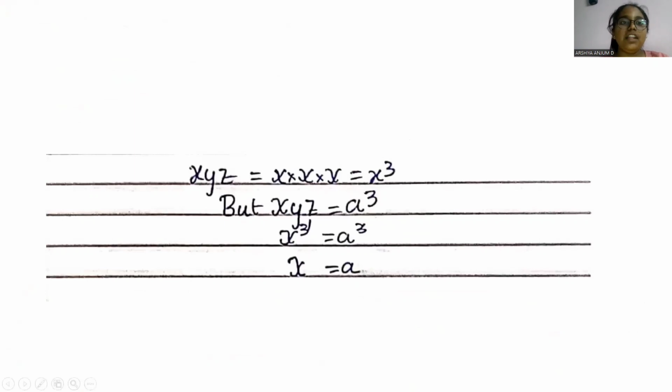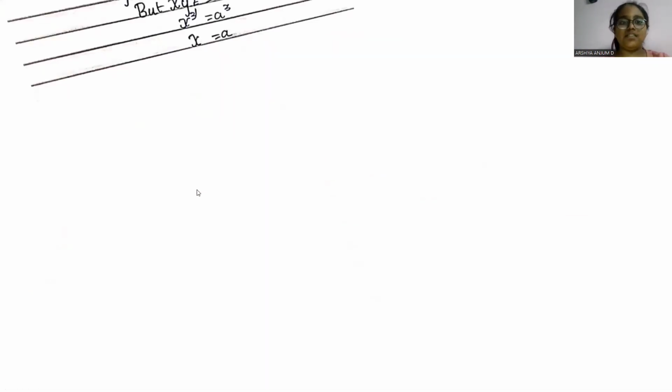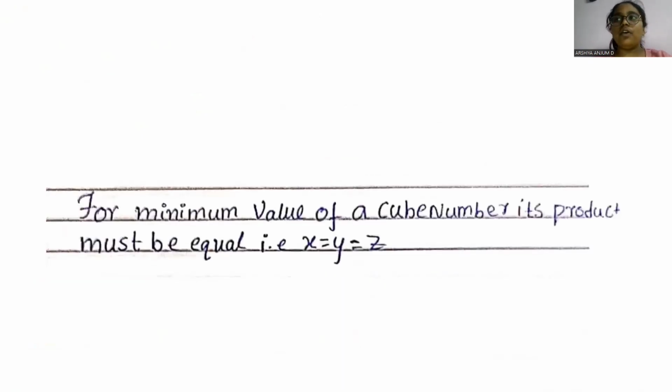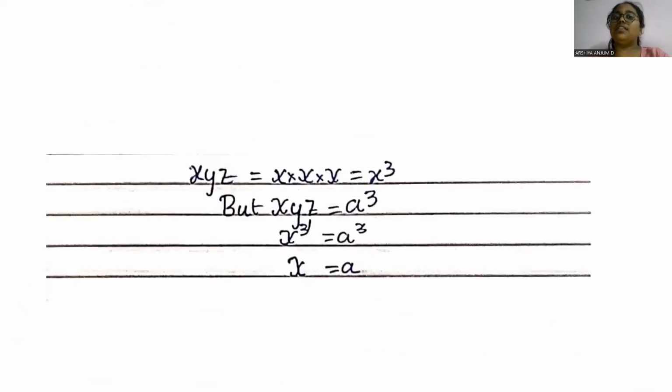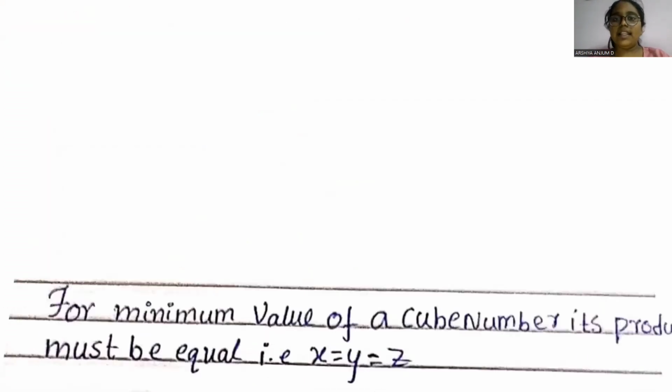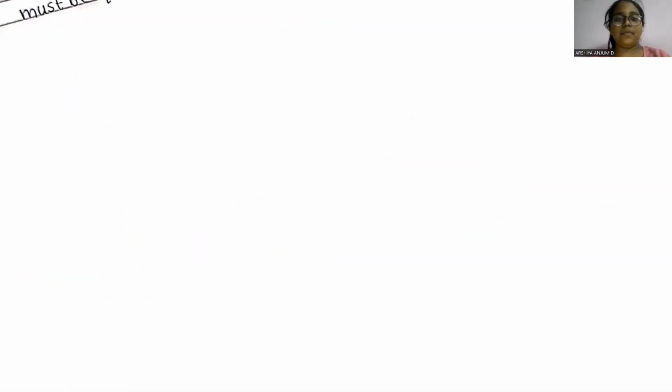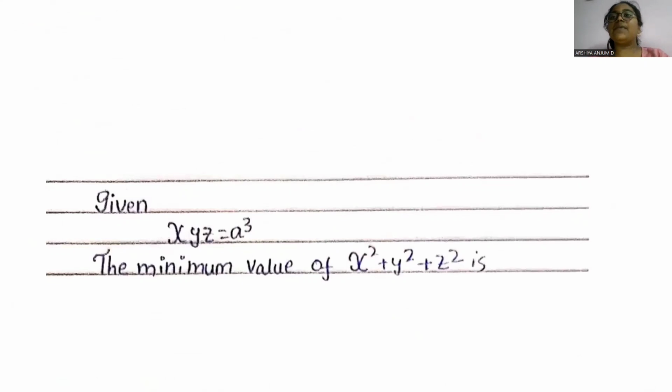So here we know x, y, z. As per this rule, x equals y equals z. So we write xyz equals x into x into x, replacing the y and z values with x, which equals x cube. In this question, they have given that xyz equals a cube. So we have to replace the y and z values with x.